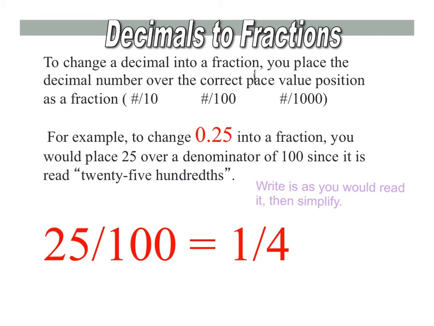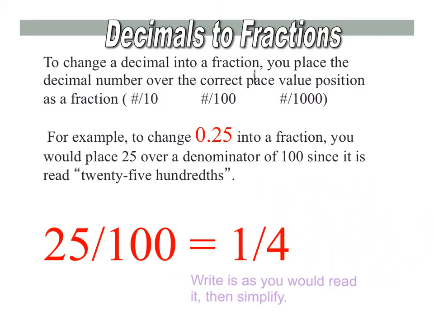If you're not really good with your place values, like I used to struggle when I was your age, I always made the prediction that, see how there's 2 place values? 100 has 2 zeros. So this is 25 over 100.